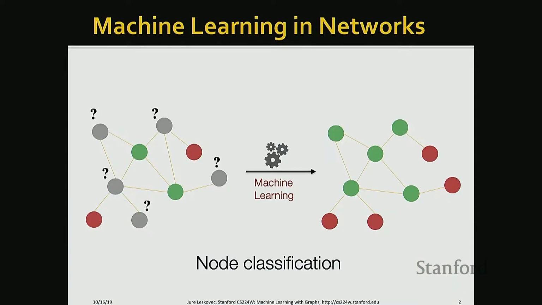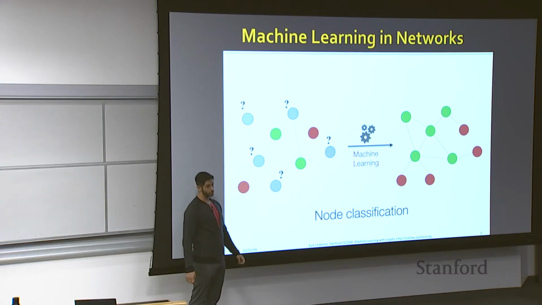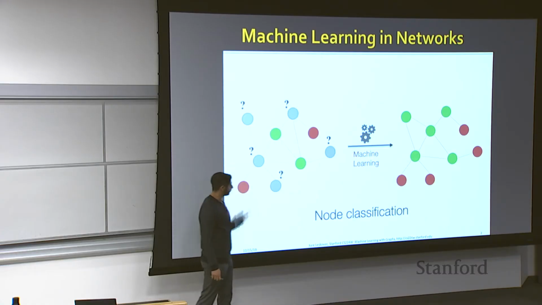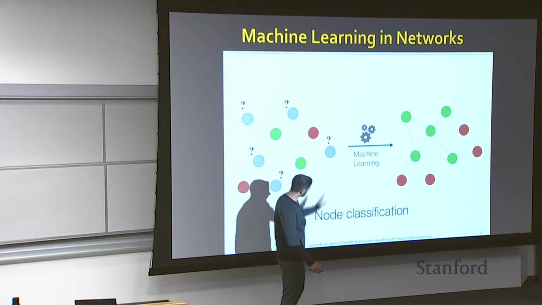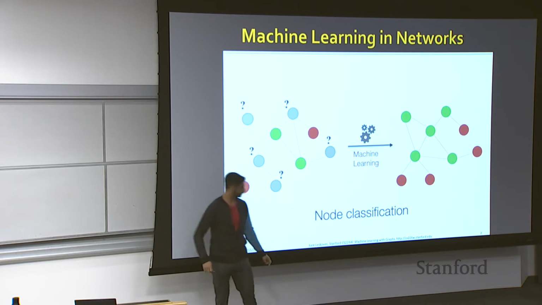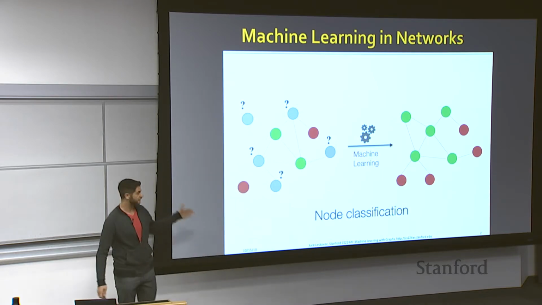If you recall, this is the same opening slide that we had on Thursday. One very classic problem that you can have on graphs is node classification. On the left, we have this semi-labeled graph. We have the label for a few of these nodes. Some of them are red, some of them are green. And for the gray one, we have no node label. So what we want to do is apply our classifier and give a label to each one of the nodes that were previously unlabeled. So this is the task of node classification.